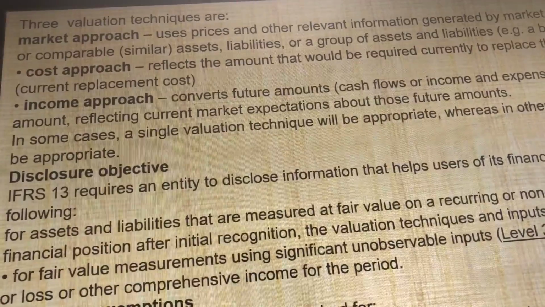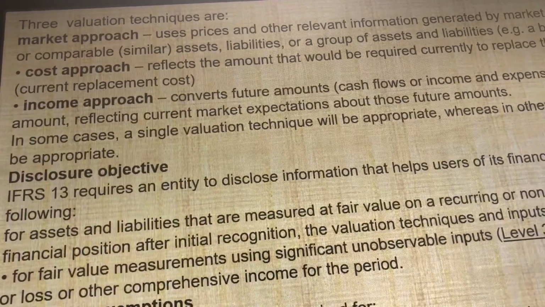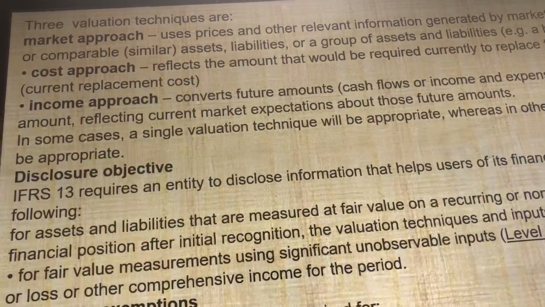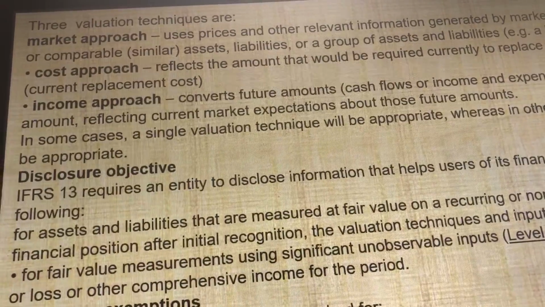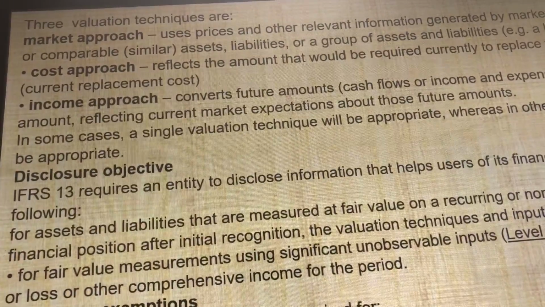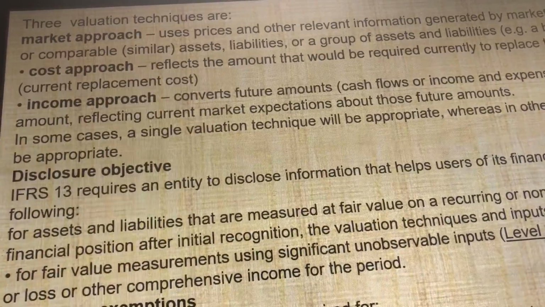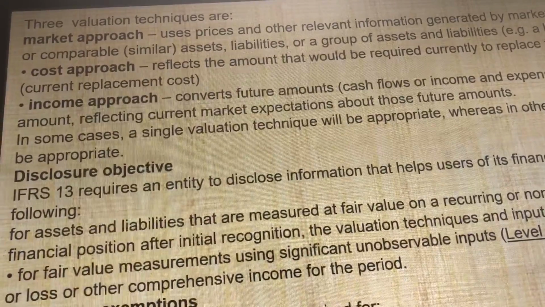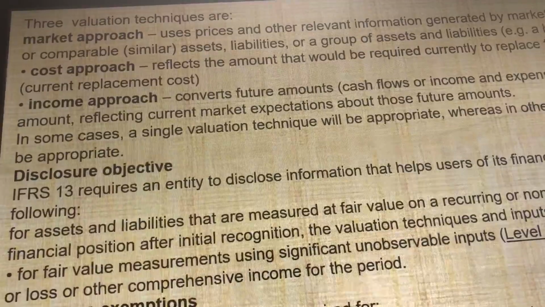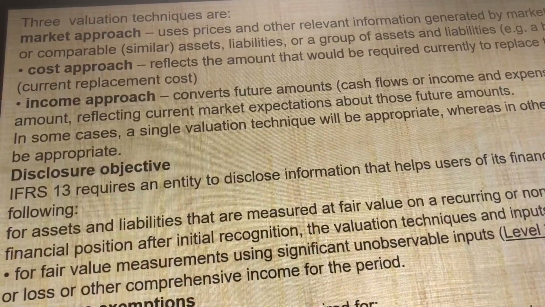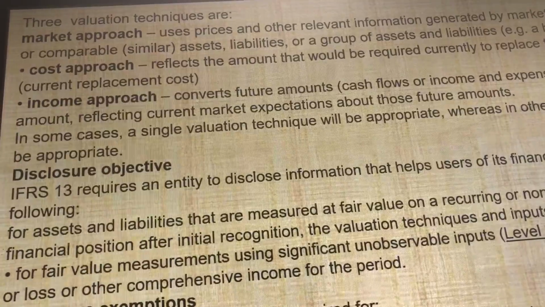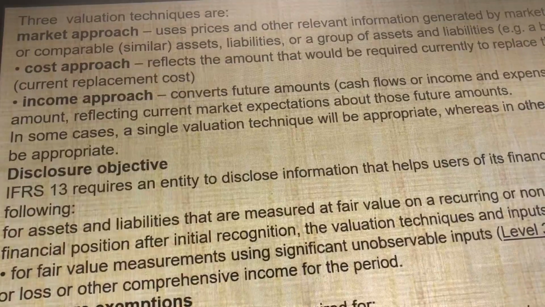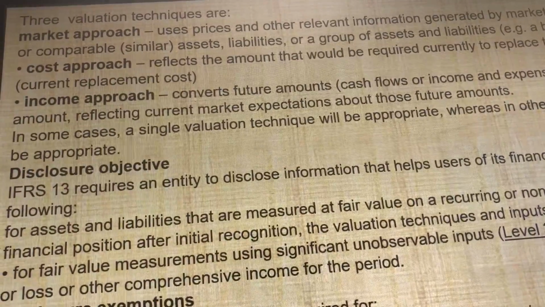So the market approach uses prices and other relevant information generated by market transactions, while the cost approach reflects the amount that would be required currently to replace the service capability of an asset. And the income approach converts future incomes and expenses to a single current amount. Those are the three valuation techniques for IFRS 13, fair value measurements.